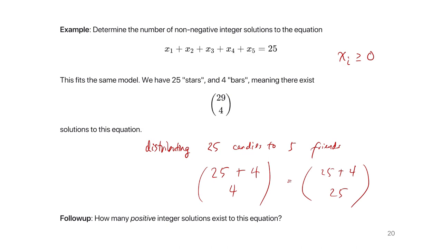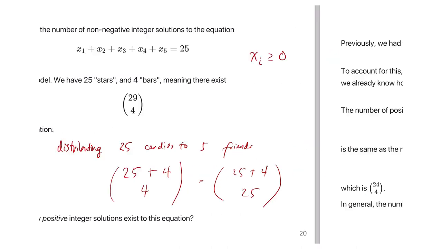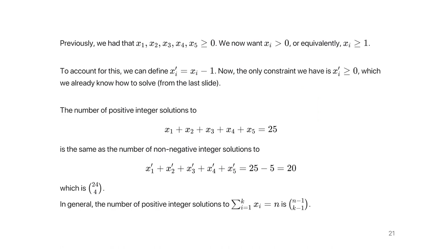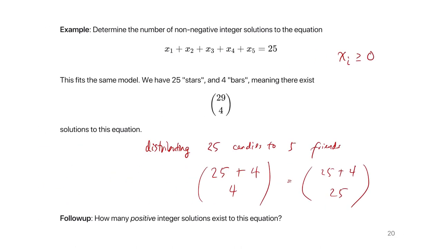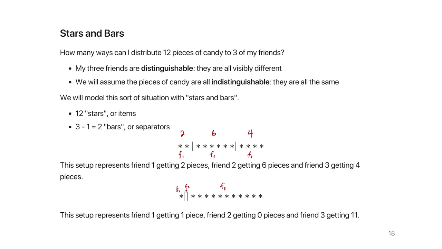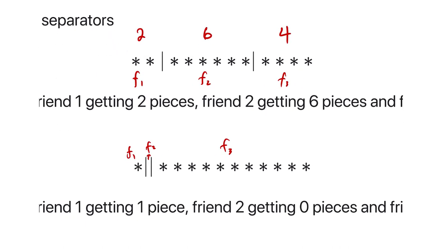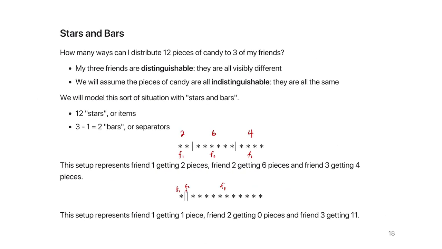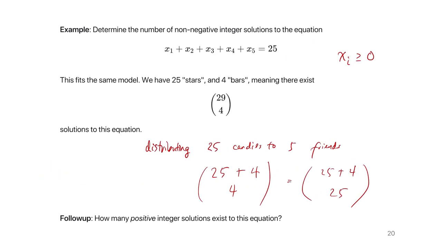Cool. So the follow-up to that is, here we're allowing each xi to be greater than or equal to zero, right? And so the candy interpretation of that is, here I said my second friend, no, you ate too much candy before, you're getting zero candy, right? But what if we want to restrict it so that everyone gets at least one piece of candy? Okay, so that's a new problem. How do we do this such that everyone gets at least one piece of candy?